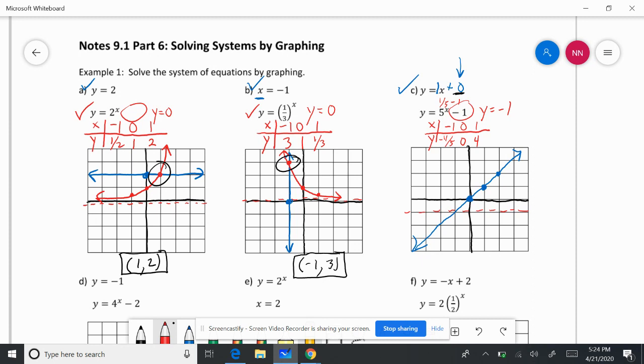So I have -1 and -4/5. I have 0, 0, and I have 1 and 4. Once again, my answer is where it crosses, and I see that it crosses at 0, 0.